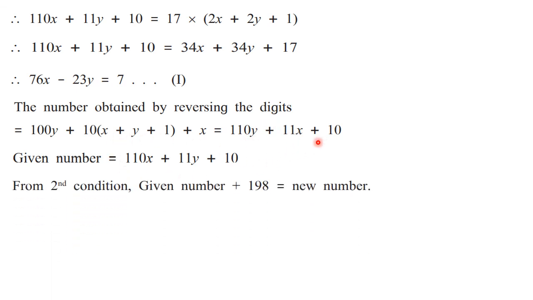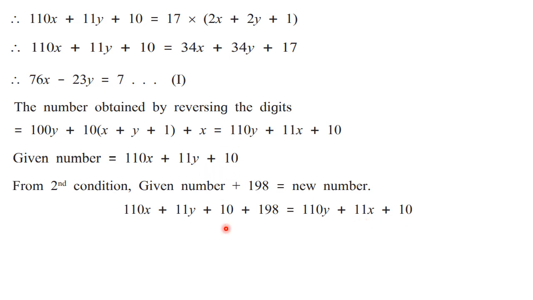And what is the condition given? The given number is smaller, and the new number is bigger. Read the condition. The new number is 198 more than the original number. So original number plus 198 gives the reversed number, or the new number. The original number is smaller, the new number is bigger. So we wrote this condition. Now write down the given number, plus 198, and the new number. Okay, so it is written.